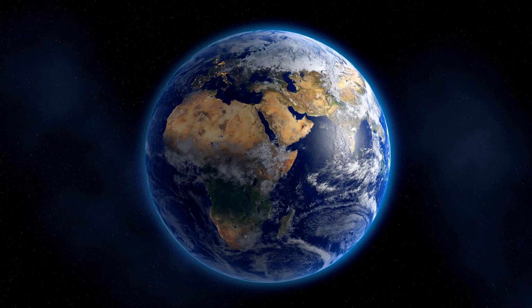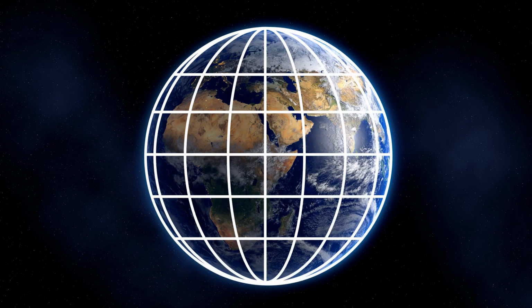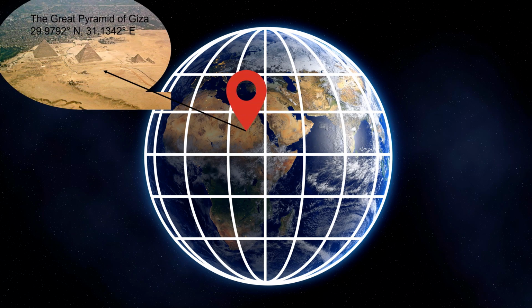The latitudes and the longitudes. These are invisible lines that help us identify a place using geometrical coordinates, like locating the Great Pyramid of Giza.